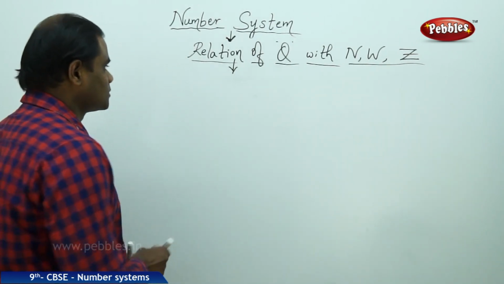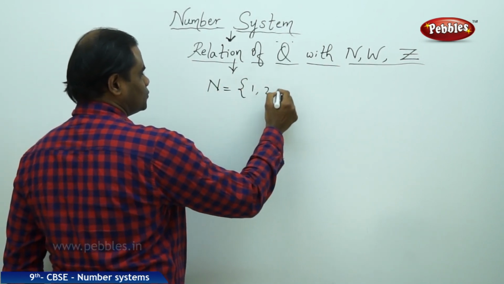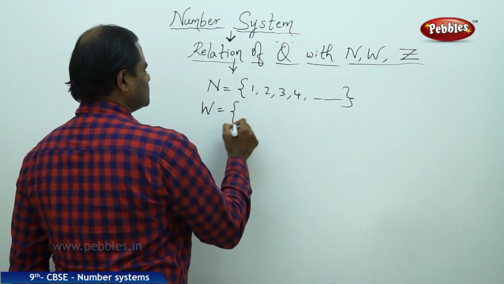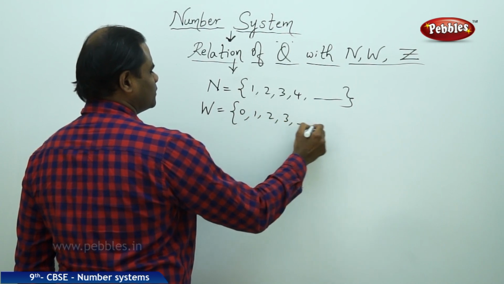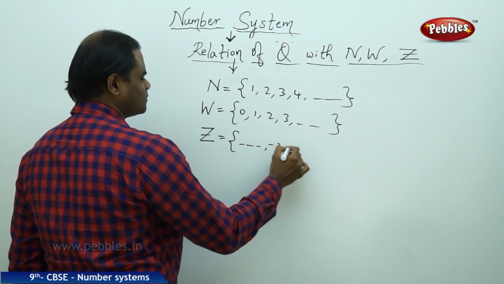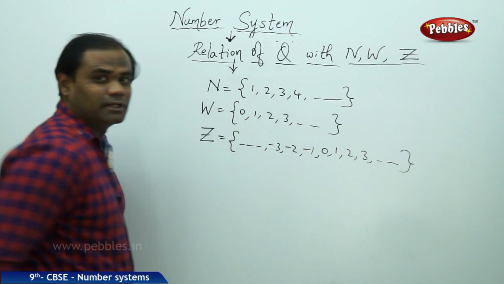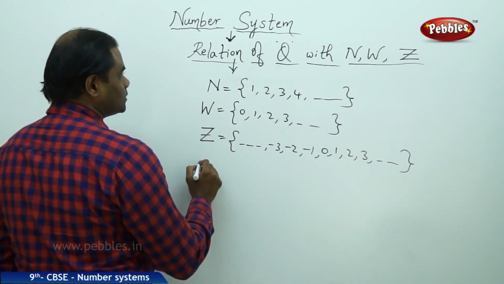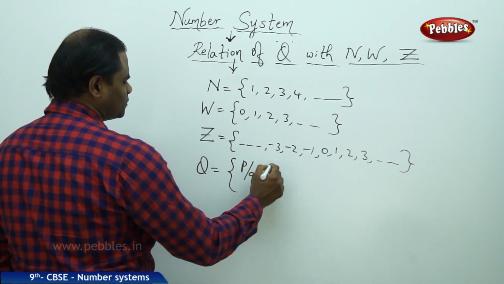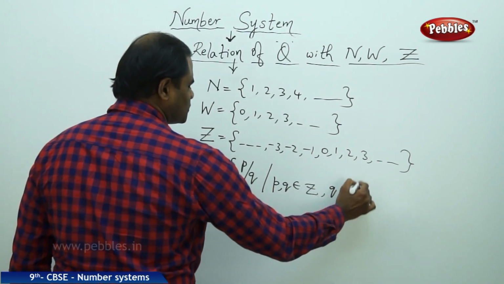The relation says we have our natural numbers 1, 2, 3, 4, etc., and whole numbers, which is 0, 1, 2, 3, etc., and my set of integers, which is negative numbers also on this, and my rational numbers, which are all in the form P by Q, such that P and Q belong to Z and Q not equal to 0.